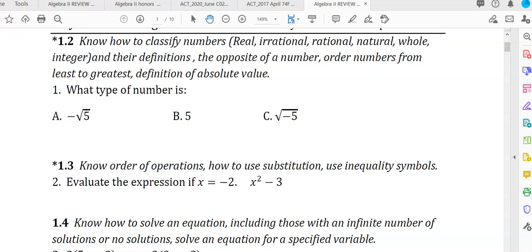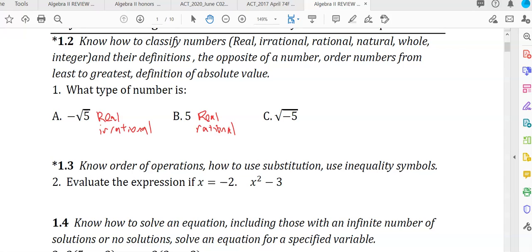So negative square root of 5 is definitely a real number. It is irrational because the decimal for that one does not ever end. It doesn't have a pattern to it. It's a real and irrational number. So both categories need to be there. 5 is also real, but it is rational. You can write it as a fraction, for example. So rational numbers are fractions. So 5 over 1 can be written as a fraction of integers.